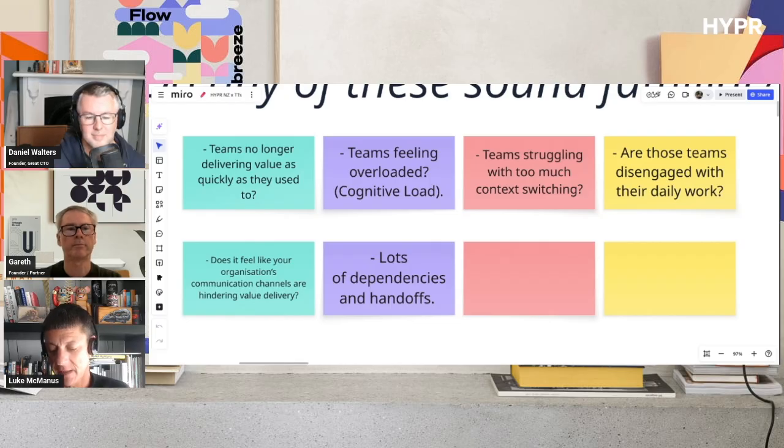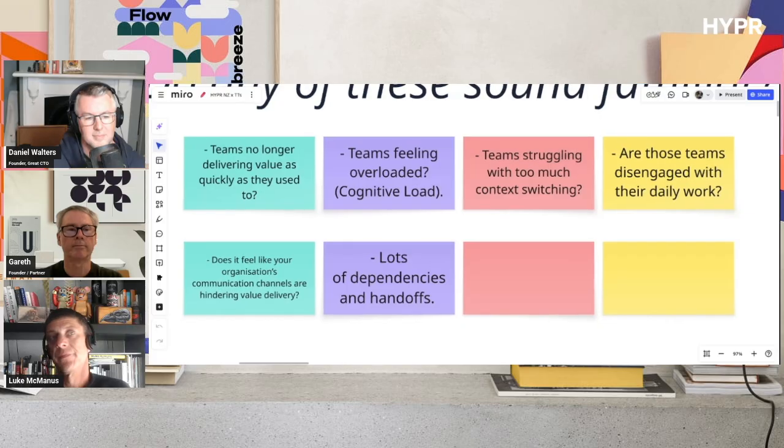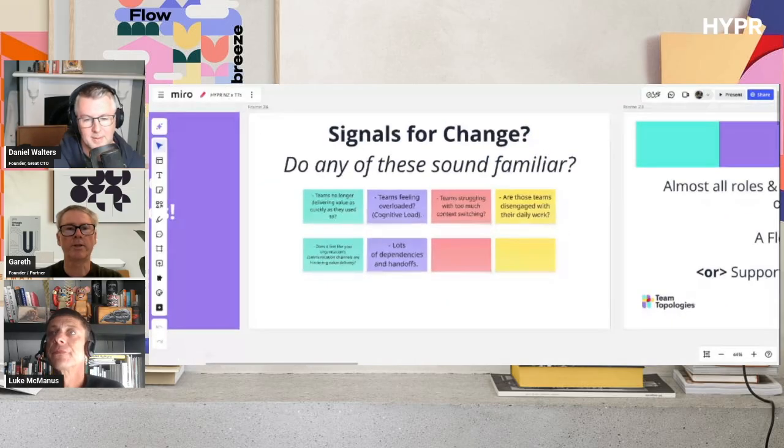One of the great signals that there's something wrong, or that the team doesn't have everything they need, or that they're not in fact cross-functional at all, is that there's lots of dependencies, handoffs and other things when they need to deliver value. Yeah, that's an easy one to spot, isn't it? Totally.